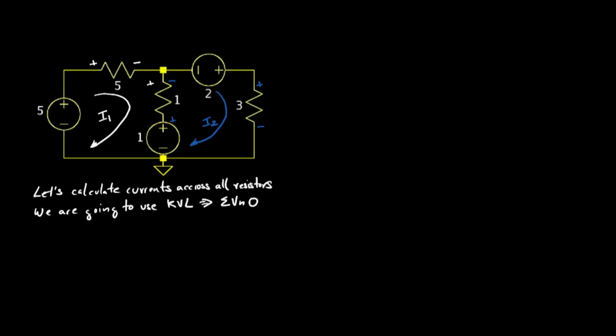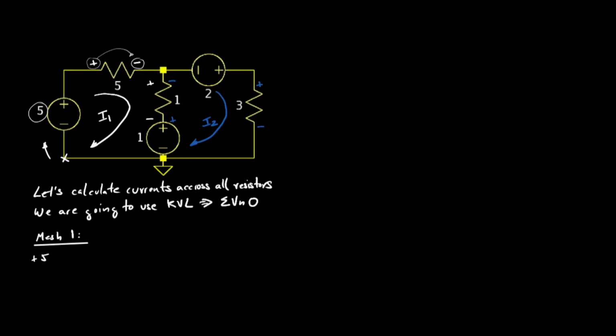In the case of I2, look that the way I drew this current causes a voltage with the polarity you are watching in the 1 ohm resistor and in the 3 ohm resistor on the right mesh. The way I drew I1 causes the voltage with the polarity of the 5 ohm resistor you see and the polarity of the 1 ohm resistor in white that you are seeing.